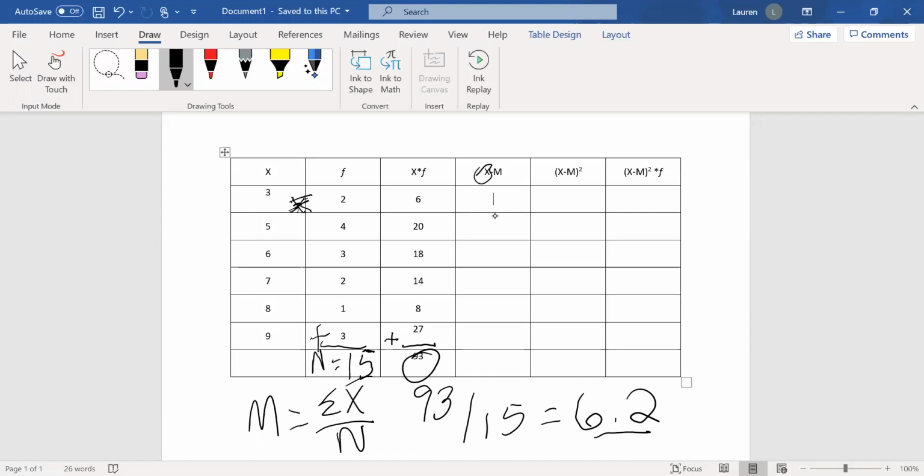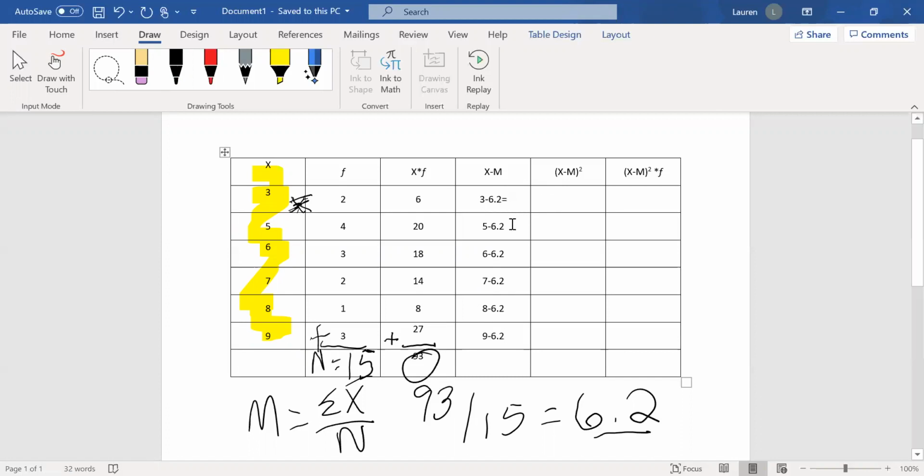And so remember, to calculate our variance, we first need to calculate our mean and then subtract our mean from each value of X. And so that is key here. So we're subtracting our mean from X. Make sure that you don't subtract your mean from the frequency, that instead you're subtracting your mean from this column here. So in each case, we would have our value of X. So 3 minus 6.2. Then we would have 5 minus 6.2. We would have 6 minus 6.2. 7 minus 6.2. 8 minus 6.2, and 9 minus 6.2. And so we need to figure out what each of these are to get our deviation scores. Remember, we're subtracting them from the values of X instead of the frequencies.